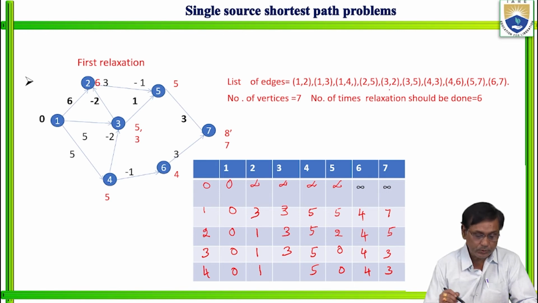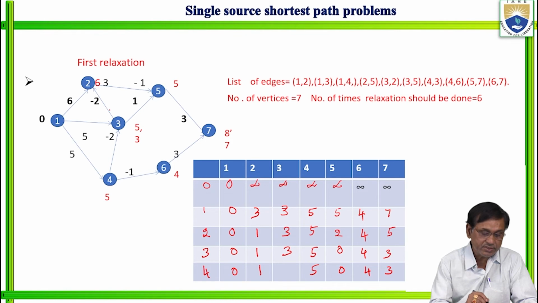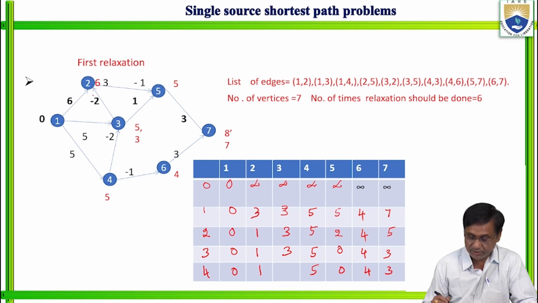Then 3 to 2. The vertex is 3 and previous value is 3. 3 minus 2 is 1 only. So that we can mark the minimum value for the 2 is 1 and for the 3 is 3. The values are same. So for the fifth relaxation and the sixth relaxation also the values are same.